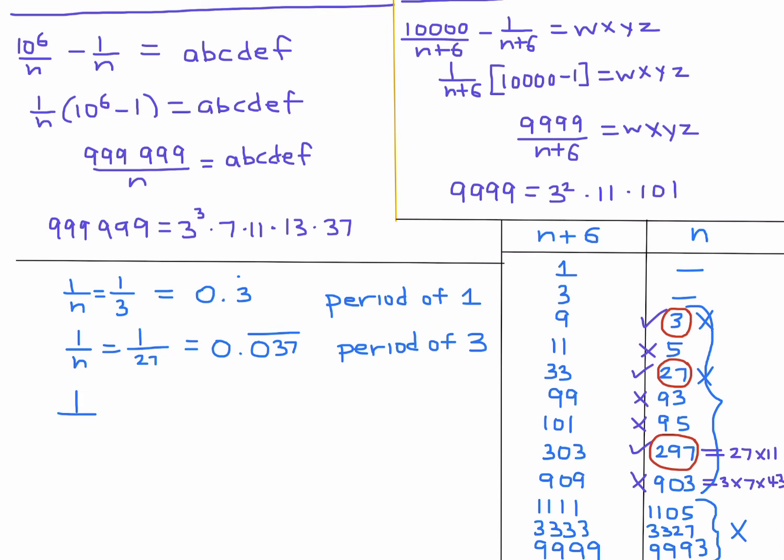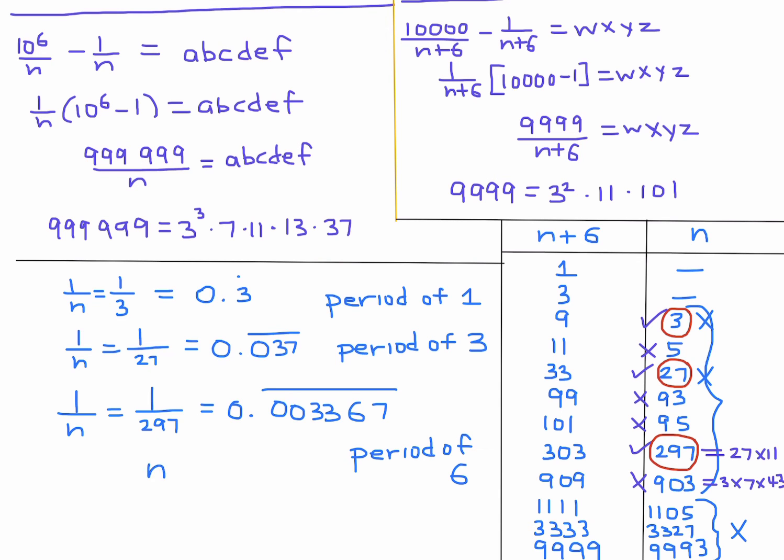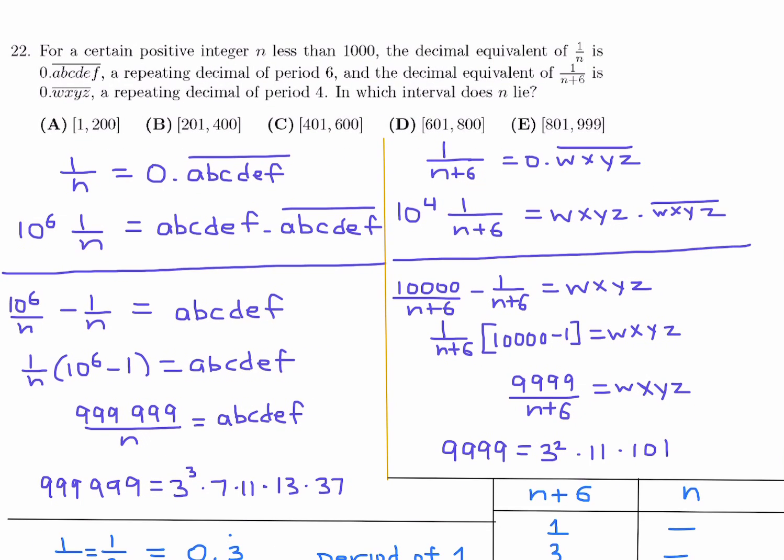It's 297, so it's got to be 297, but let's just test it out. 1 over 297 is 0.003367 repeating. And that has a period of 6. So there we go. Perfect. So n must be 297. And therefore, the interval that n lies in, since it is 297, is this interval right here between 201 and 400. So number 22, the answer is B.